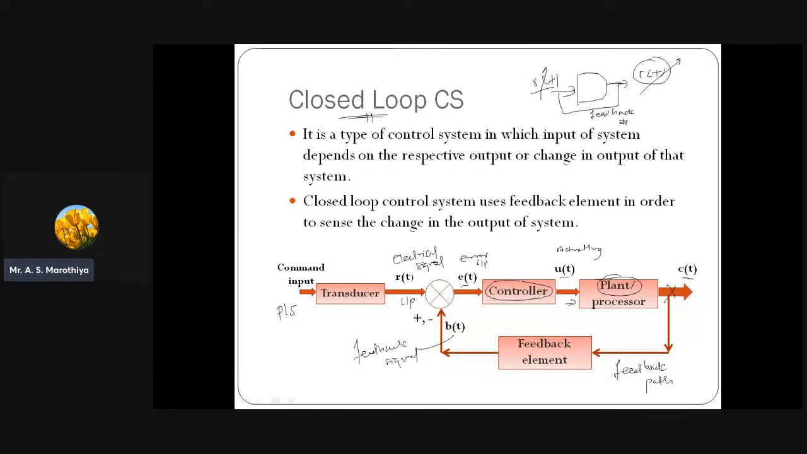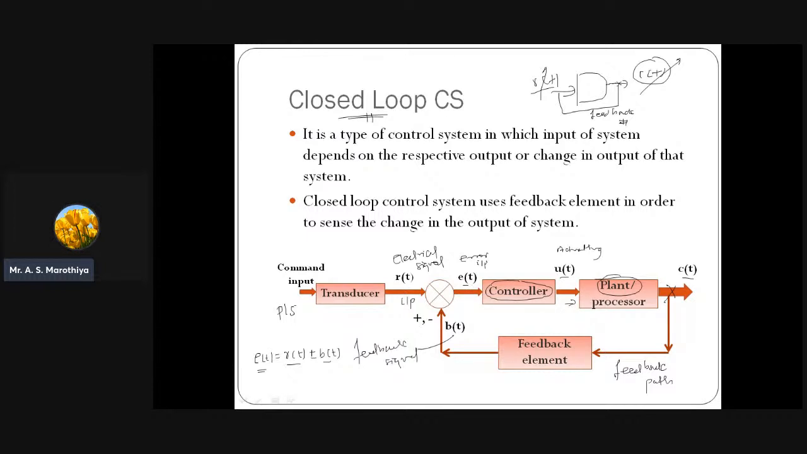And based on that, this summary is going to generate some output, which is nothing but the error signal. Mathematically, we can write this error signal E of t as equal to R of t plus or minus B of t, where R of t is the reference input signal and B of t is the feedback path signal.